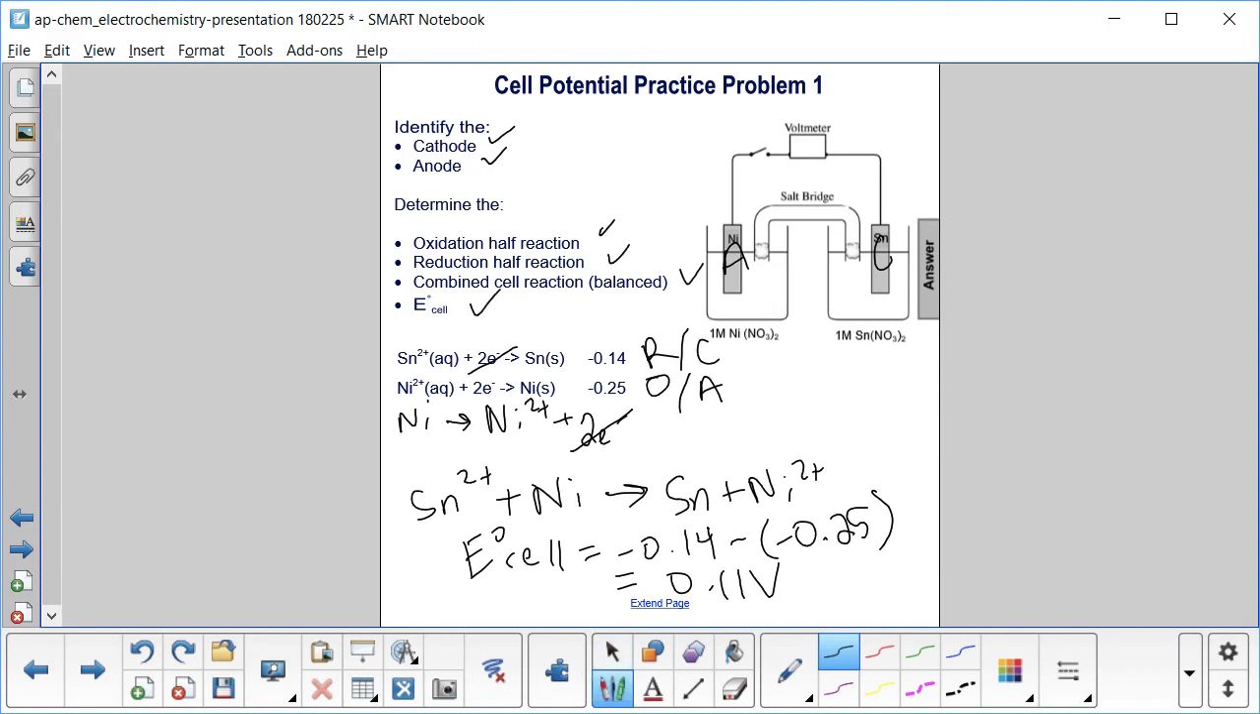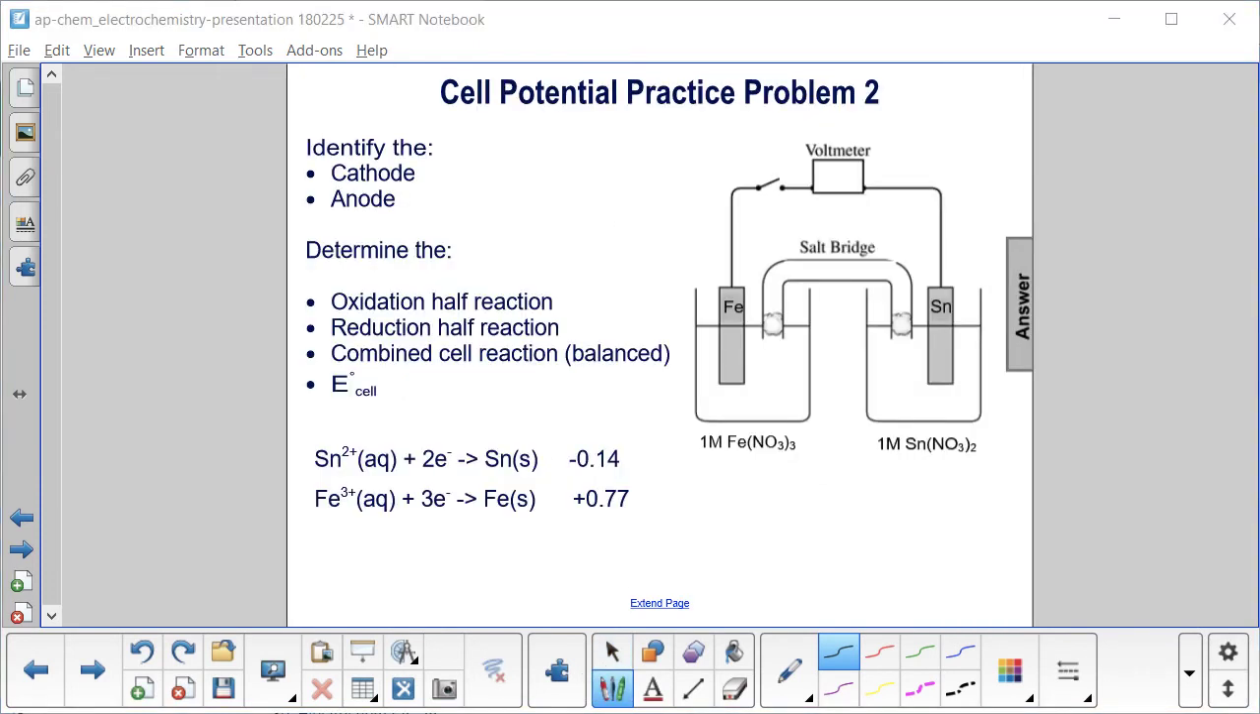We are done. Cell potential practice problem 2. So again, here we're going to identify a number of things and then determine some things. So I'm going to look here. I have a tin and an iron electrode, and I have standard reduction potentials for both.